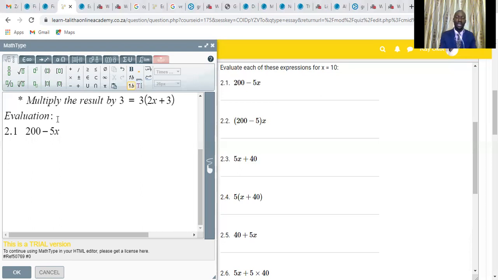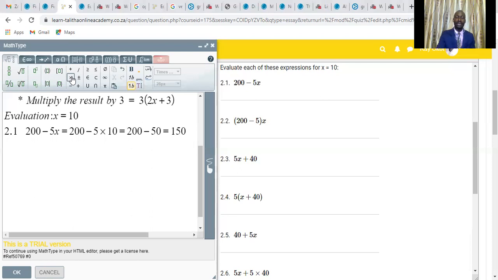Well, we do have the value of x. X has been given as what? As 10. So what would be the value of this? Well, the value of this expression would be 200 minus 5 times x. Notice that x has been given, which is 10. So from there, we can have 200 minus 50, and this is 150. That is how you evaluate the value of the expression.